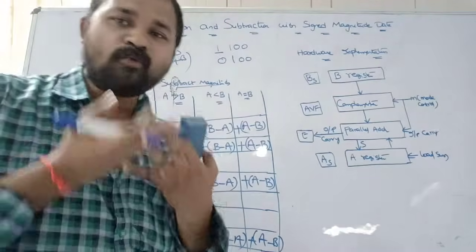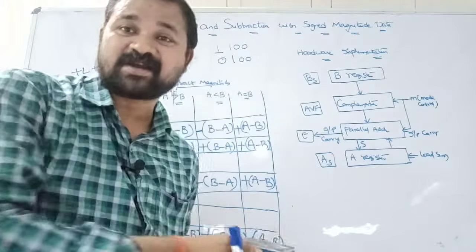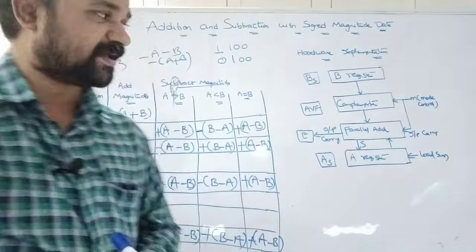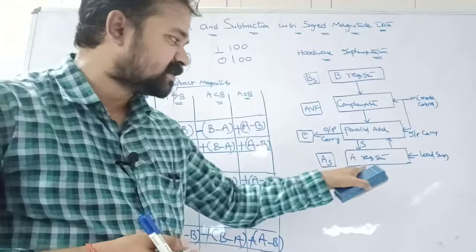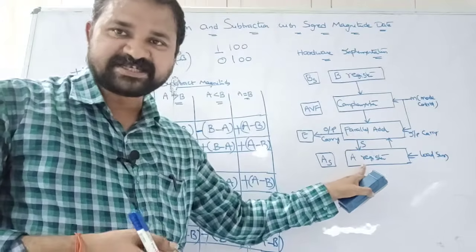Now let's see how we can implement internally in the computer with the help of a hardware. So here we have two registers. The first number is stored in A register.